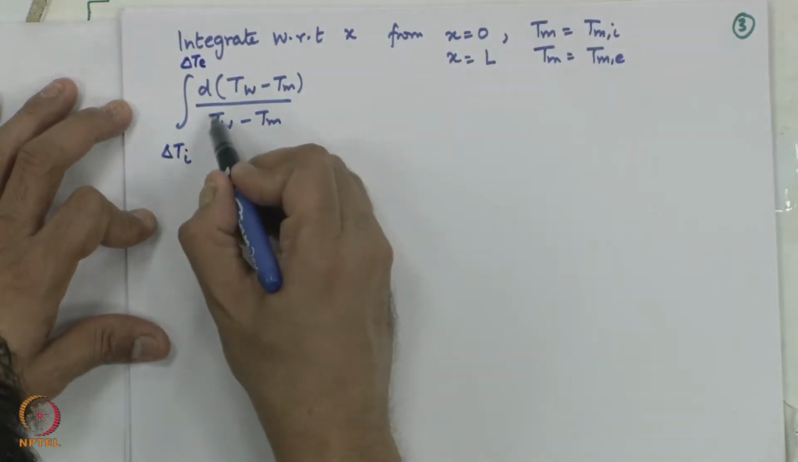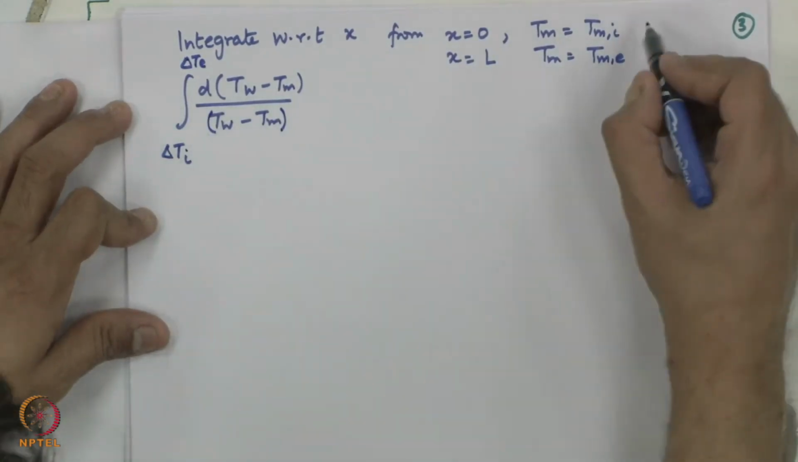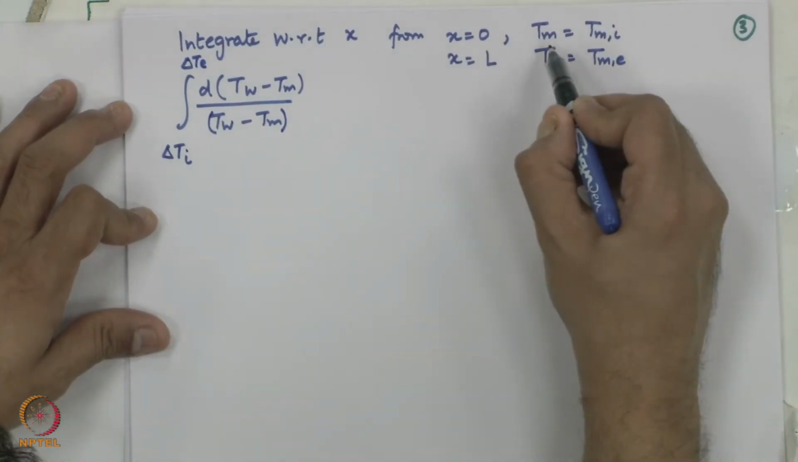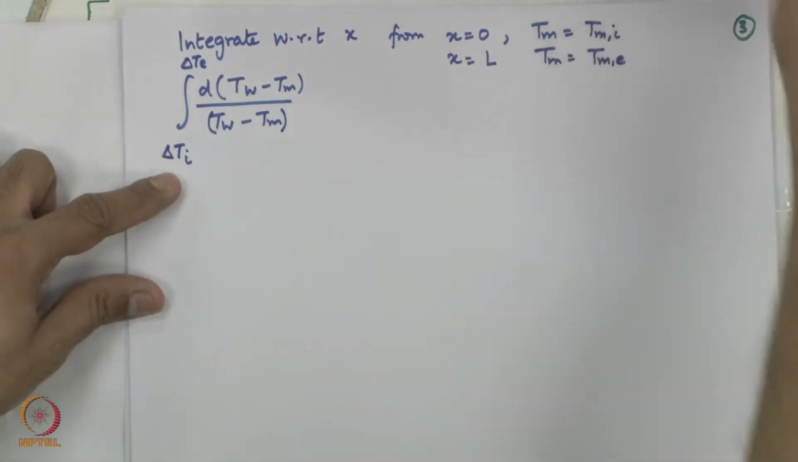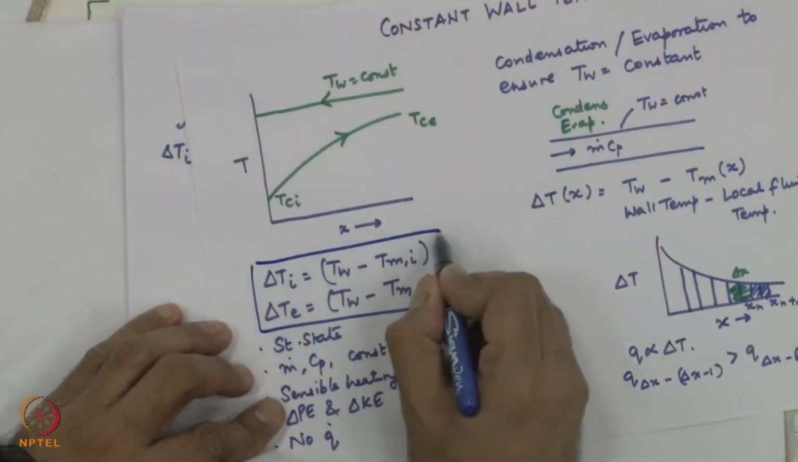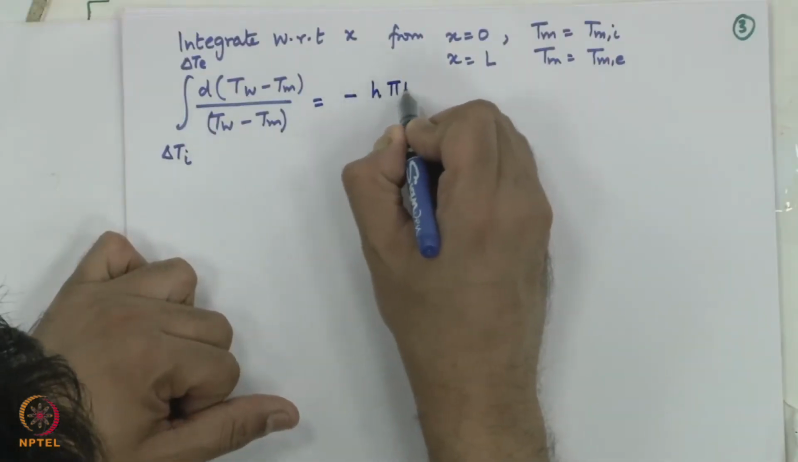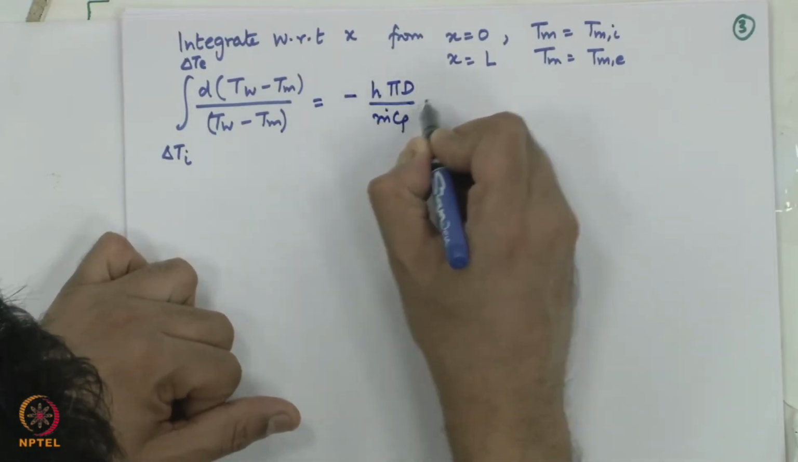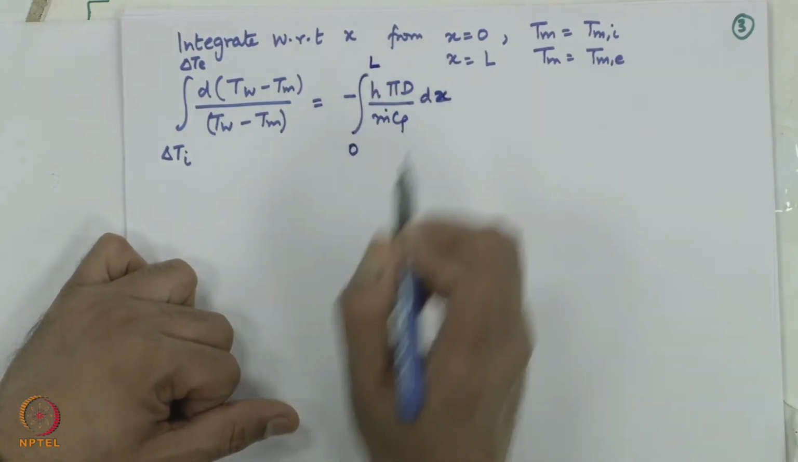The variable is T w minus T m. So, at x is equal to 0, the difference in the temperature is T w minus T m inlet. Remember, in the first slide we had shown this. So, the inlet temperature difference and exit temperature difference are what is used as the limits. When I use that as the limit, the right hand side just remains minus h pi d by m dot Cp, dx integrated from 0 to L.